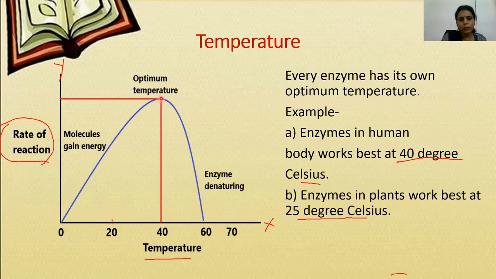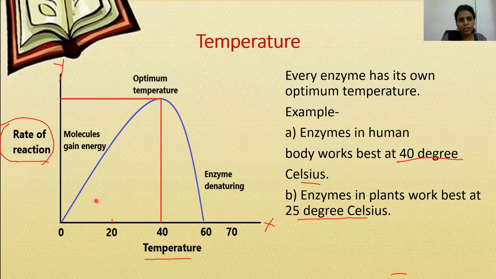Now, after the optimum temperature, what's happening? Look at this graph very carefully. When the temperature goes beyond 40, which is the optimum temperature, the rate of reaction suddenly decreases. You can see the curve drops down. Now I'm just describing the graph. In the next slide, I will explain the reason.